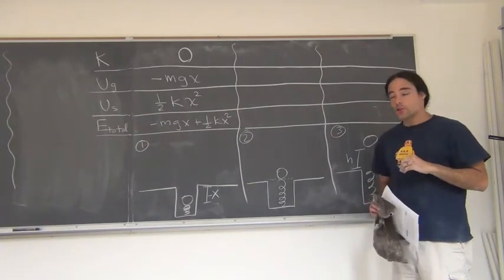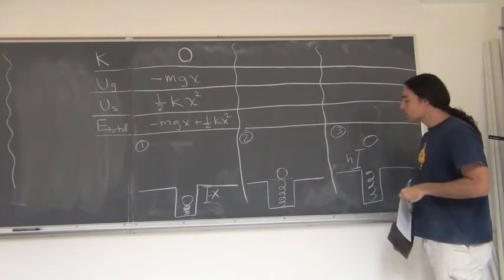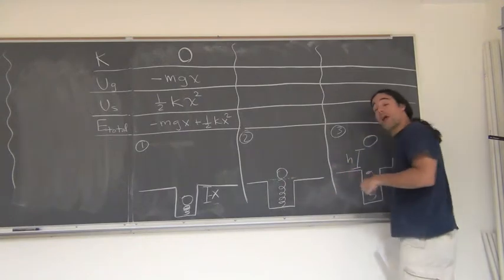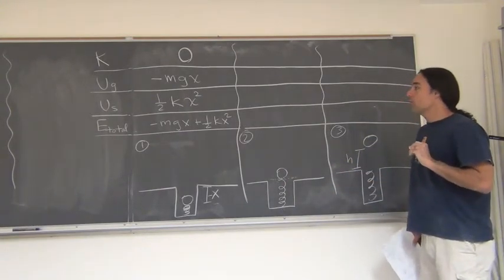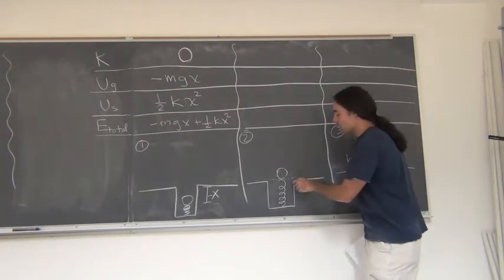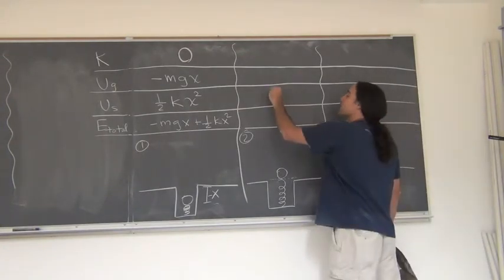Let's keep building our chart. Let's look at picture number 2 now. Well, in picture number 2, my spring has expanded. We've called the ground the equilibrium position. So that would mean that the spring potential energy, since my spring is no longer compressed, is going to be 0.